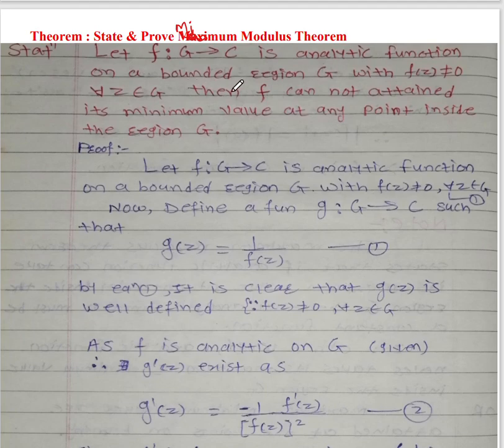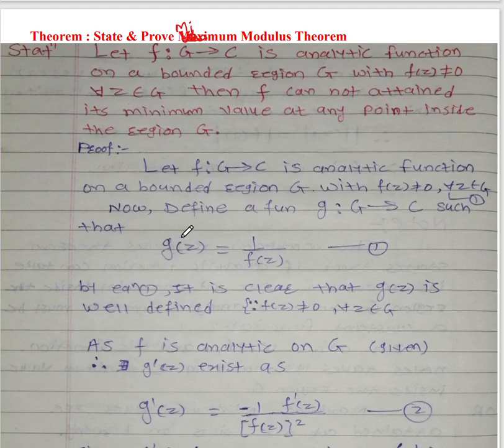Let f from G to C be an analytic function on a bounded region G with mod f of z not equal to 0 for all z belonging to G. Then f cannot attain its minimum value at any point inside the region G. Okay, so this is the statement of the minimum modulus theorem. This is not the maximum, this is the minimum modulus theorem. Now we will see the proof of this minimum modulus theorem.